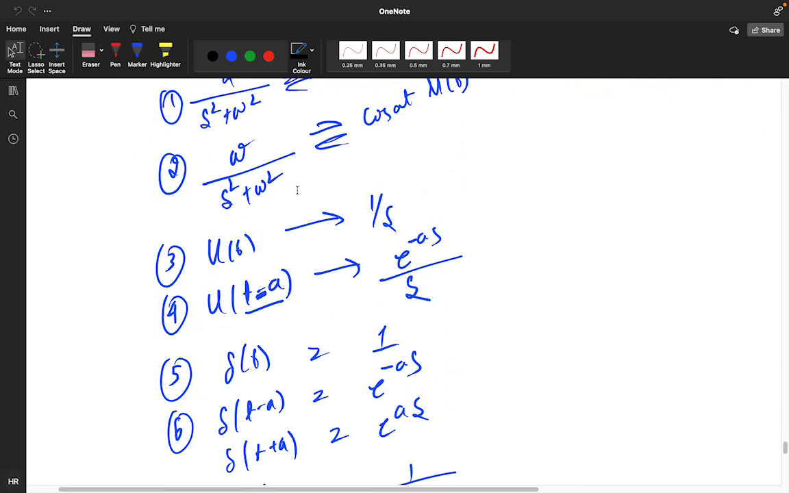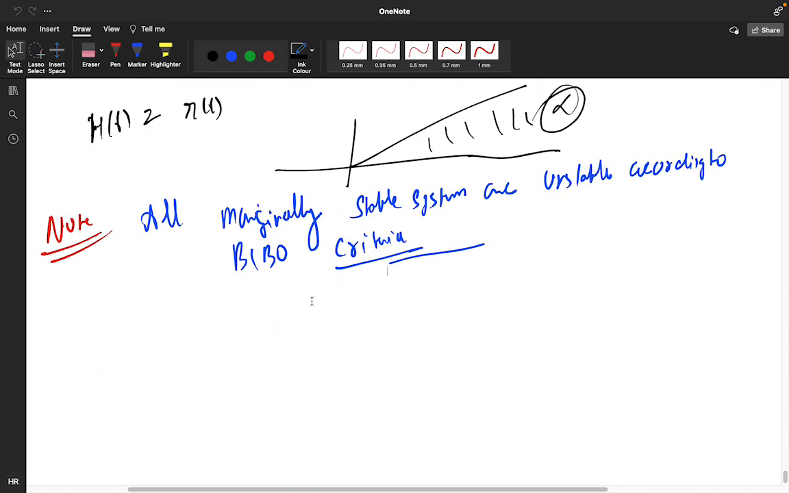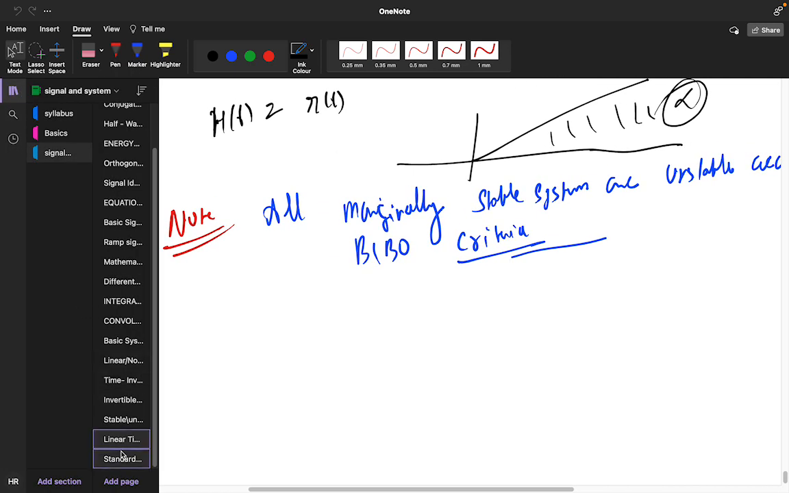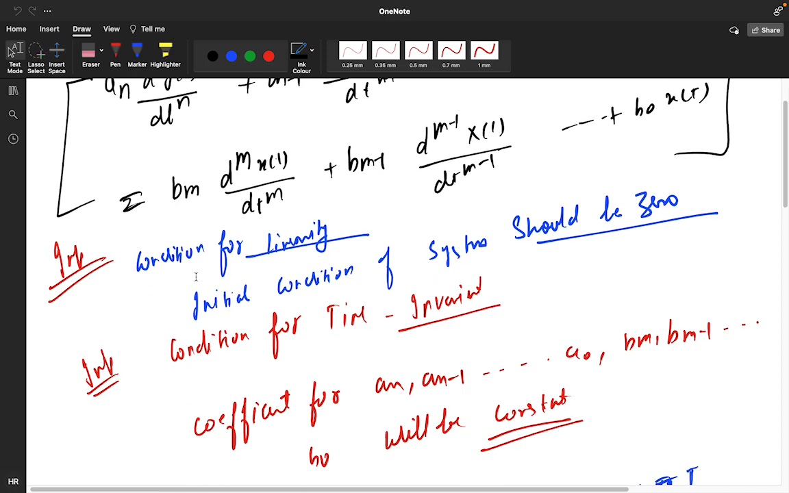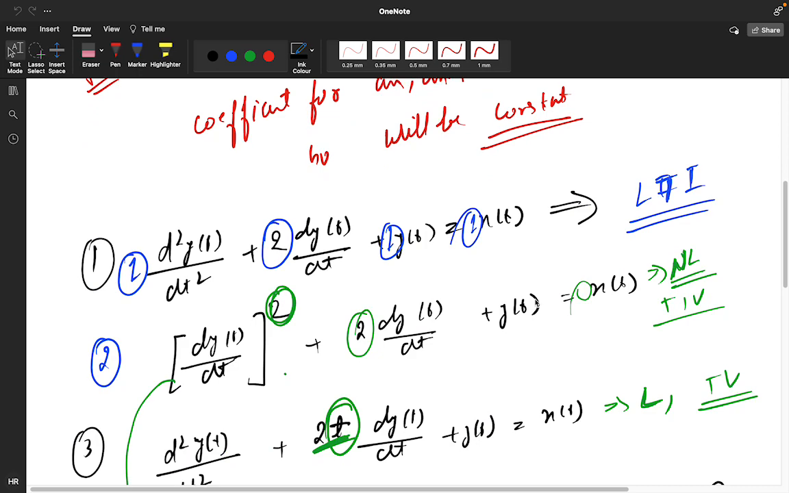Okay, same things we had applied, and this is the formula of the Laplace transform we discussed. Okay, just go through this Laplace transform formula. And the next slide if we discuss, this is the standard differential equation of the LTI system. Okay, these are equated with this. Okay, so important for linearity, initial conditions should be 0, and for time invariant, your coefficients should be constant. So by this we solve these particular three questions.